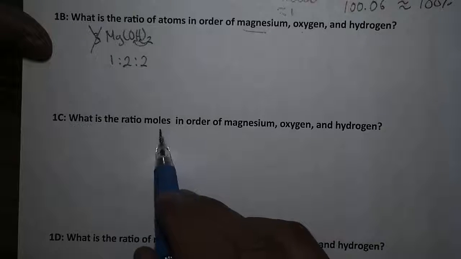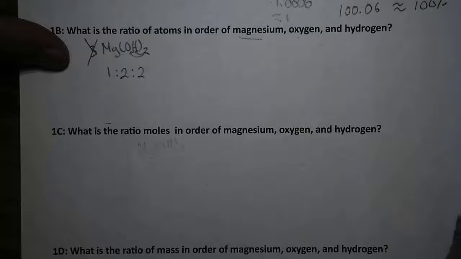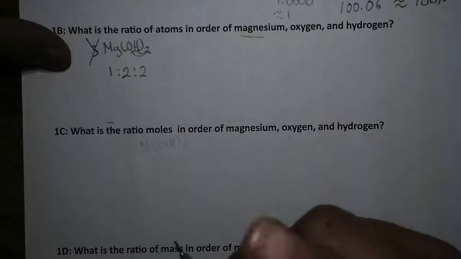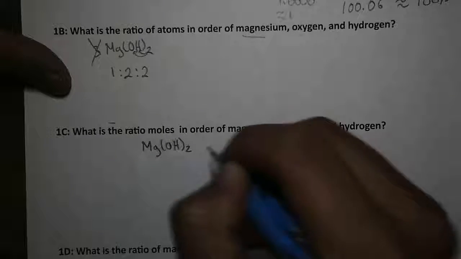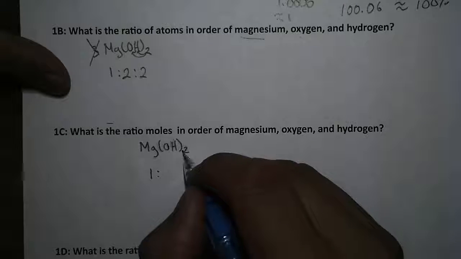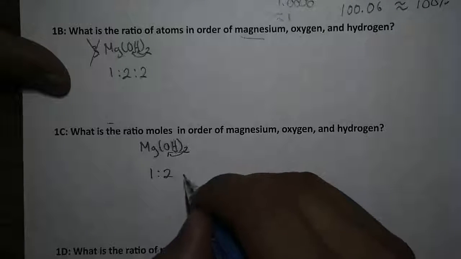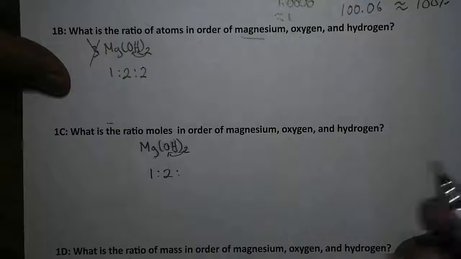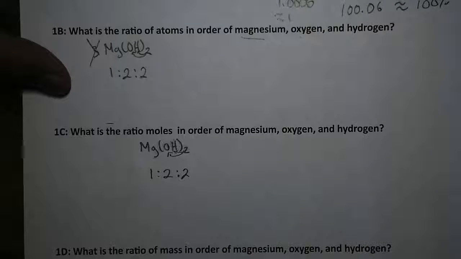Another problem that relates to percent composition is, what is the ratio of moles in order of magnesium, oxygen, and hydrogen? Of course we look at the chemical formula for our magnesium hydroxide again. We have 1 magnesium, so it's just 1 mole of magnesium, and oxygen is being distributed by the 2 outside the parenthesis. That gives us 2 moles of oxygen, and the same thing for hydrogen. We would have 2 moles for hydrogen as well. And that's all we have to do for this problem.